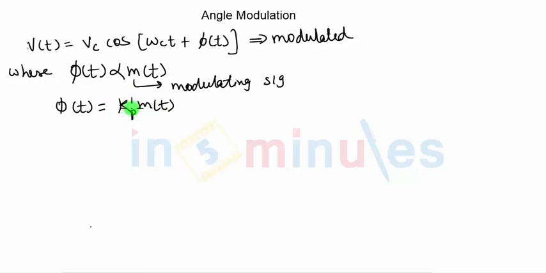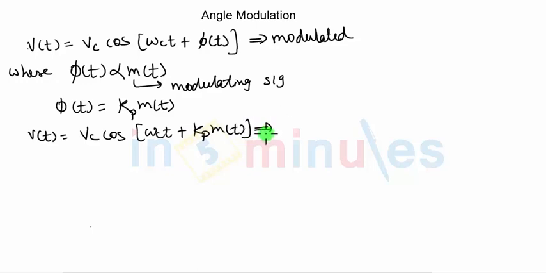Instead of simply writing k, I will add a suffix p. Later on, we will understand the significance of kp and we will also define it properly. So my modulated signal that we have taken now becomes Vc cos(omega c t plus kp times m of t).